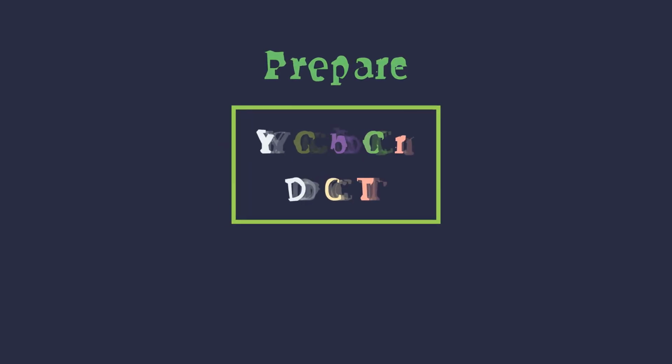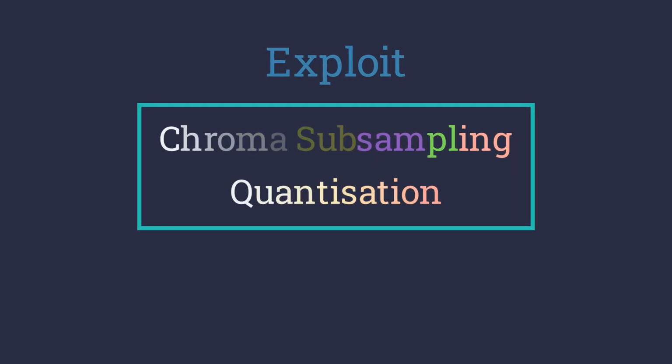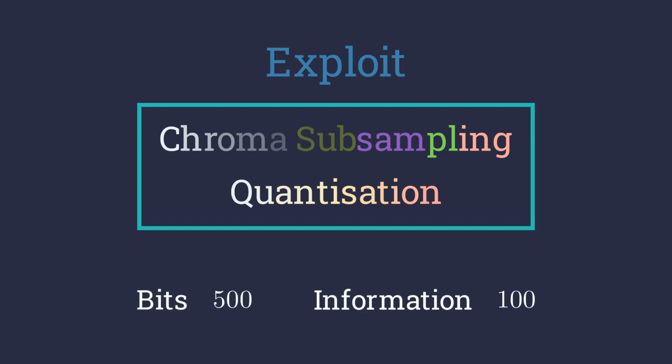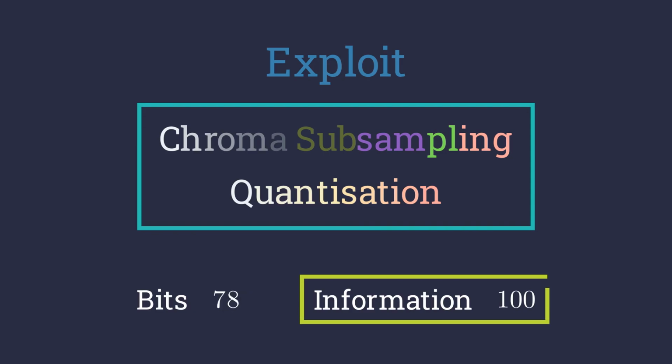Lossless compression in JPEG consists of two parts, preparation and exploitation. Our aim in this whole video is to use the least number of bits to represent the whole image. Remember, this is lossless compression, so no information can be lost.